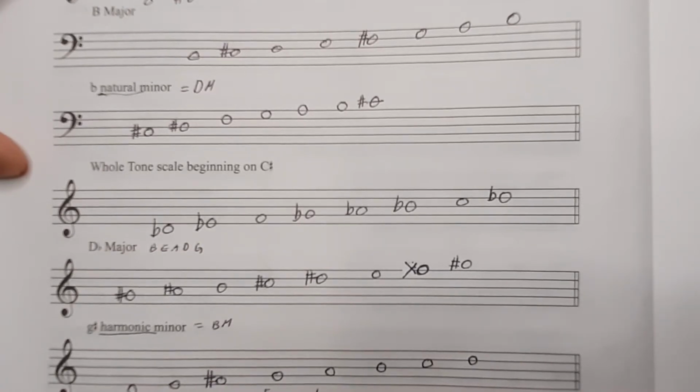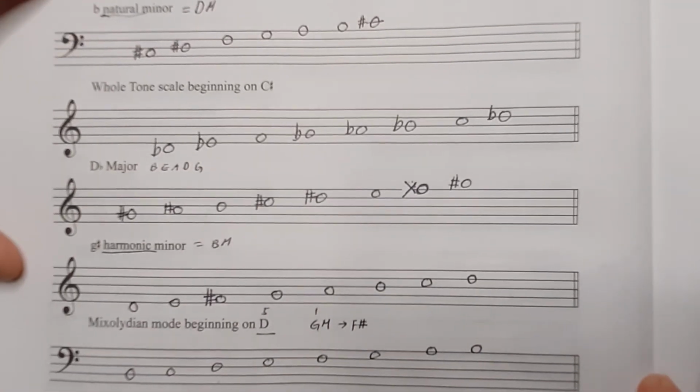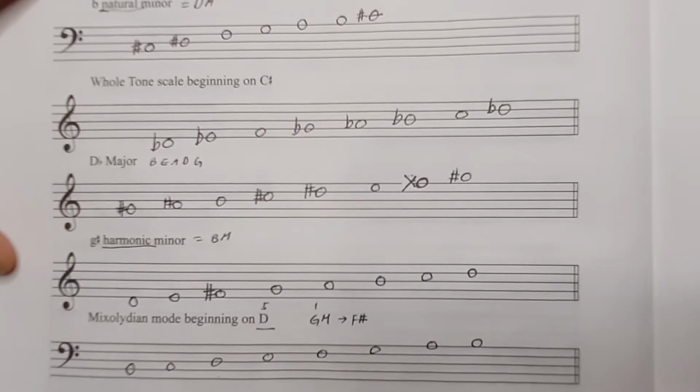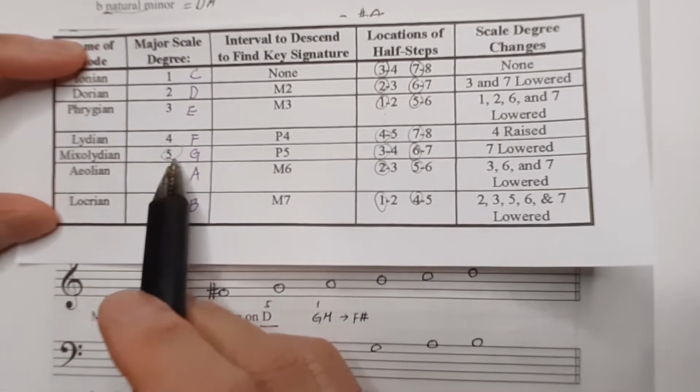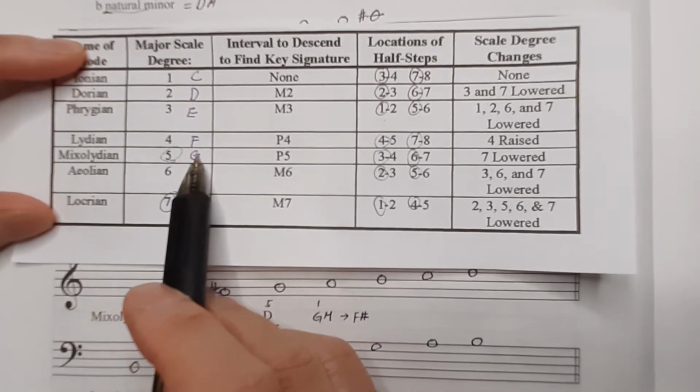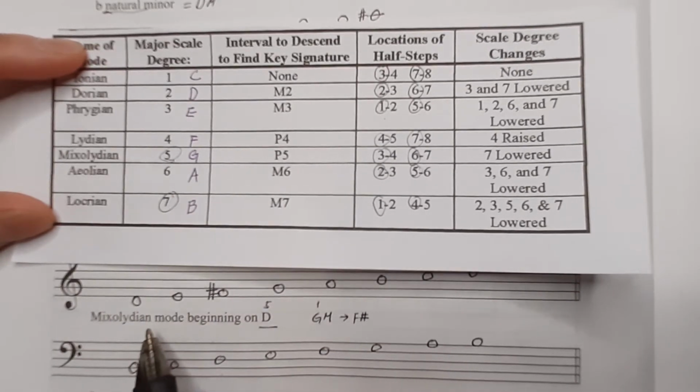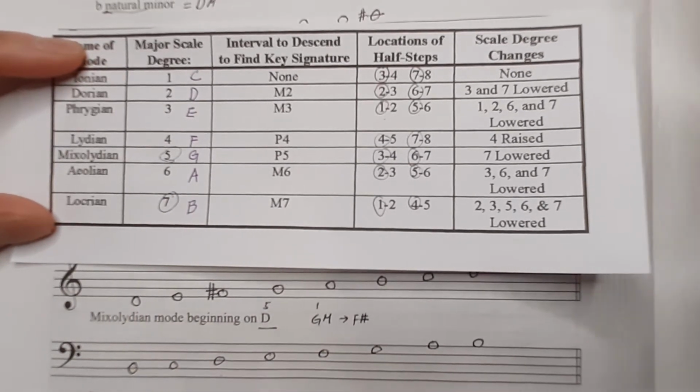Okay, all right, we did this last week, Mixolydian. What's Mixolydian? Mixolydian is the 5th degree, isn't it? Mixolydian is 5, which is G. All right, now can we try this again in other keys?